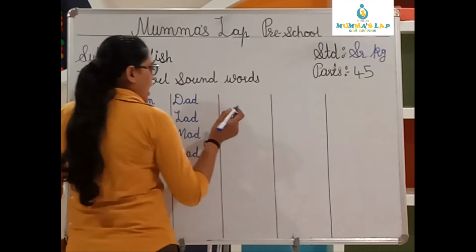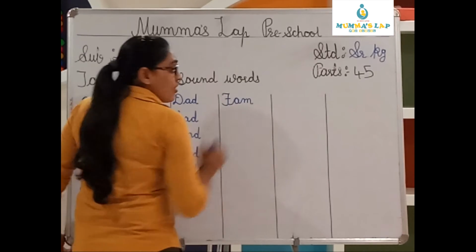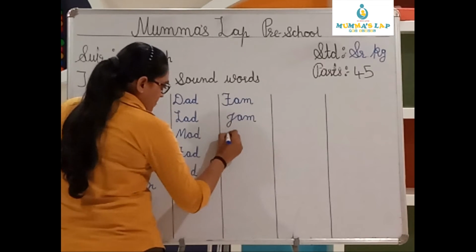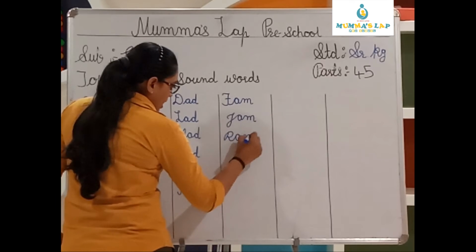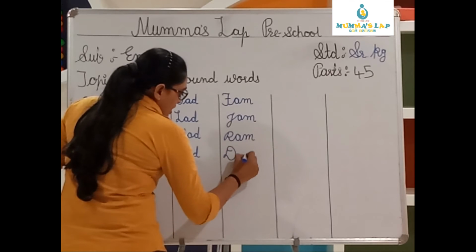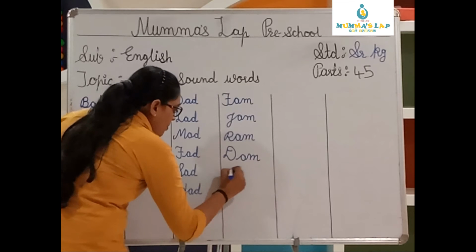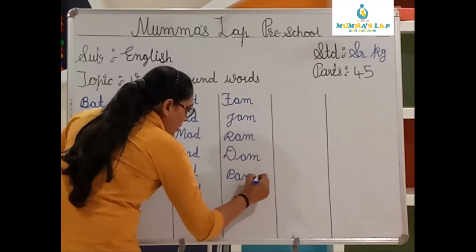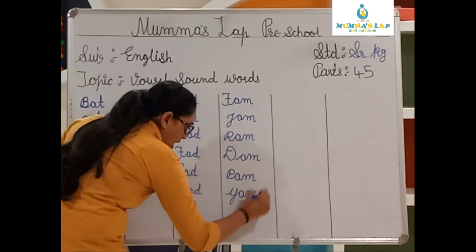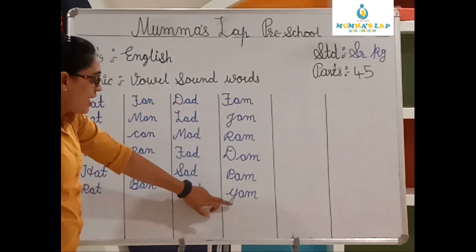Next, A, M, M. F, A, M, fam. J, A, M, jam. R, A, M, ram. D, A, M, dam. P, A, M, pam. Y, A, M, yam. Fam, jam, ram, dam, pam, yam.